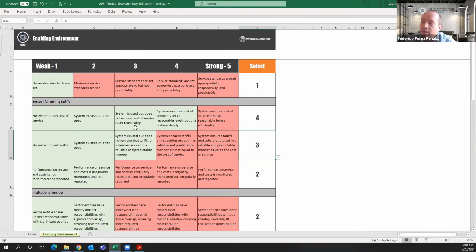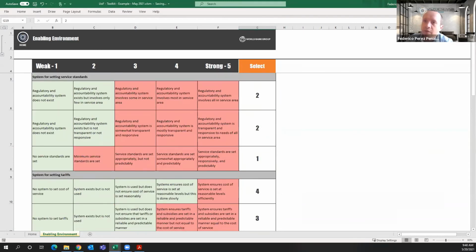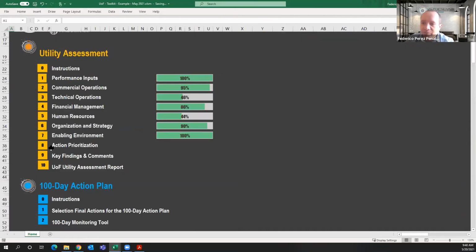So in this section, the greener it is, the more enabling the environment is for the utility to start a transformation or to start a change management process within the utility. And okay, I'm just going to fill in some numbers here just to have the final result. Okay, then let's suppose that everything here is filled.